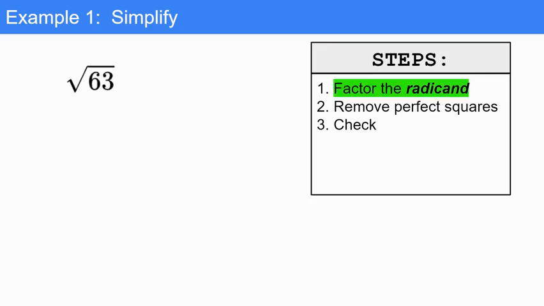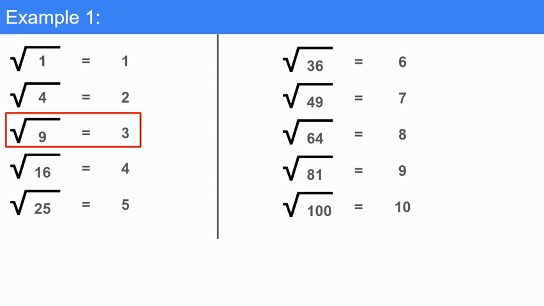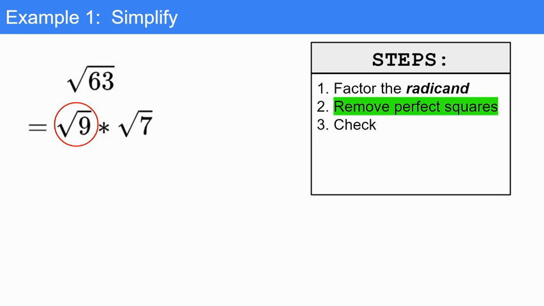Let's go. So step 1, let's factor the radicand. Well, maybe you know that 63 is equal to 9 times 7. So we could rewrite the square root of 63 as the square root of 9 times the square root of 7. Now, using that list that I just showed you, maybe you can see that we have the square root of 9. That's a perfect square. The square root of 9 is 3. So I'm going to remove that perfect square.